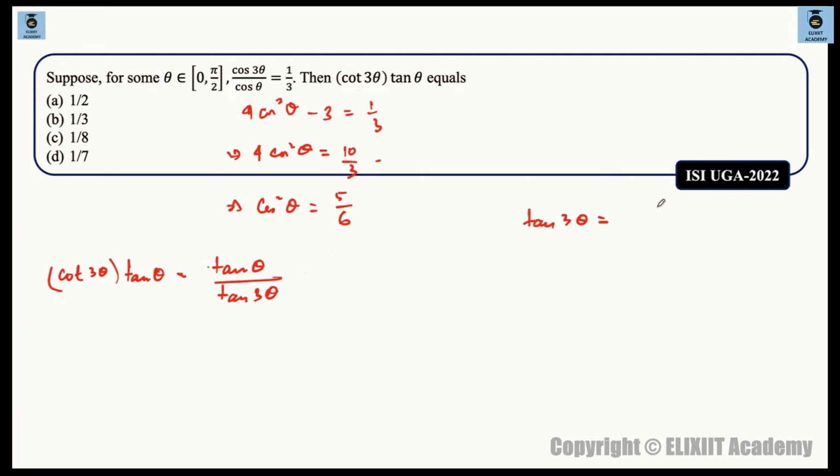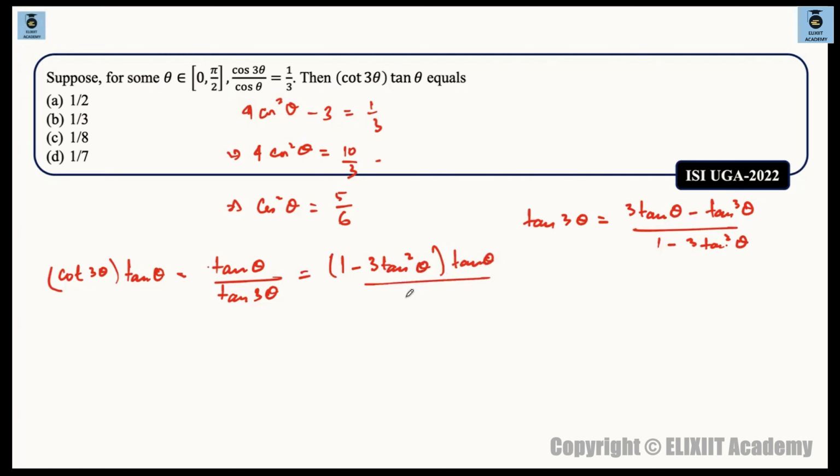Tan of 3 theta is basically 3 tan theta minus tan cube theta divided by 1 minus 3 tan square theta. So if I just simply put it over here, this will become tan theta divided by tan 3 theta. So there will be some sort of cancellations from here. So 1 minus 3 tan square theta divided by, since you are reciprocating this thing, 3 tan theta minus tan cube theta.